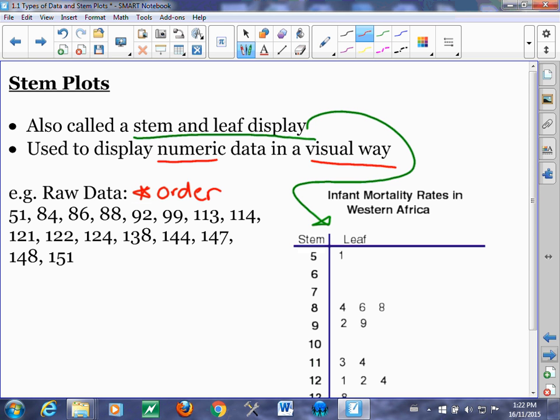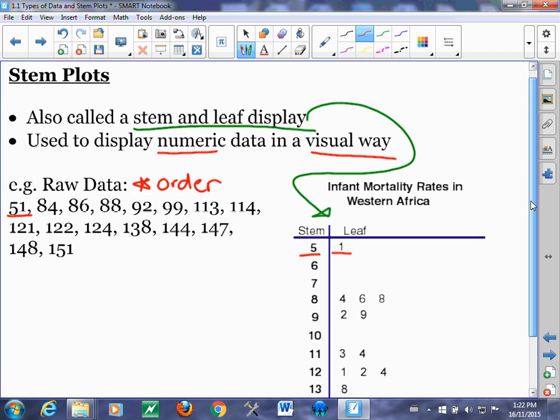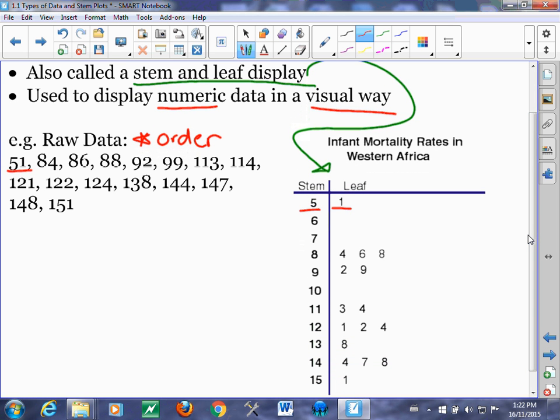So for example, if I take a look at 51, I've got a 5 as my stem and 1 as my leaf. Now, important to know when you're setting up a stem and leaf, you start with your smallest number and you go all the way up your stem, increasing until you get to your last number. For example, you go 5, 6, 7, 8, 9, 10, all the way to 13.